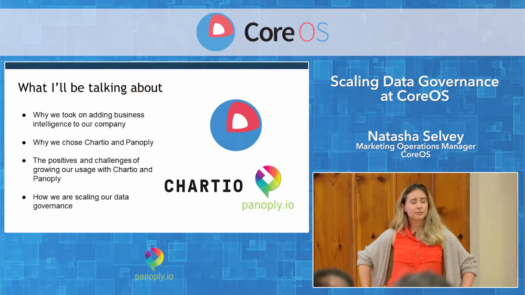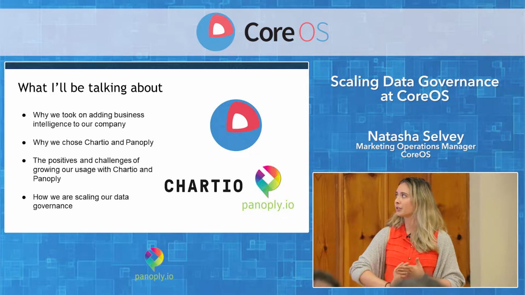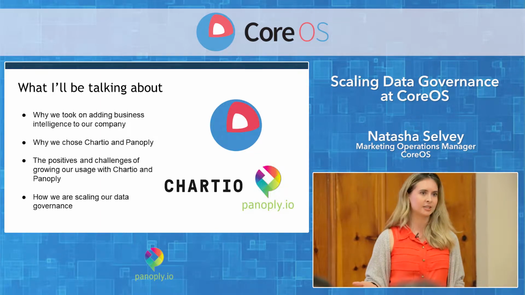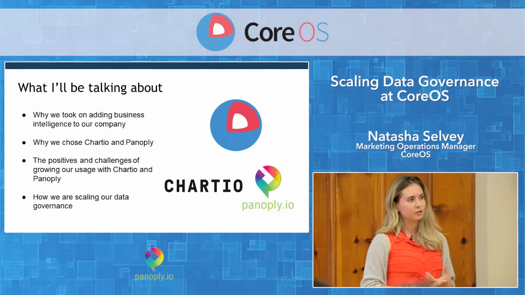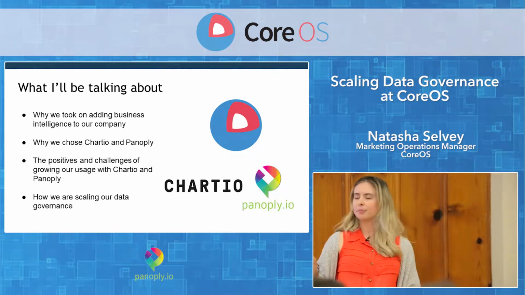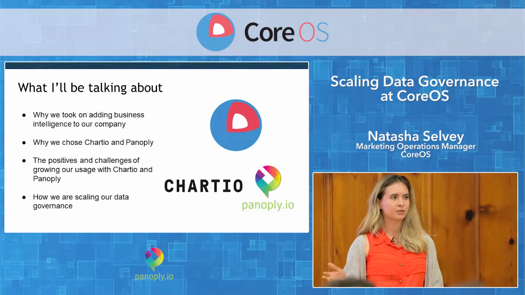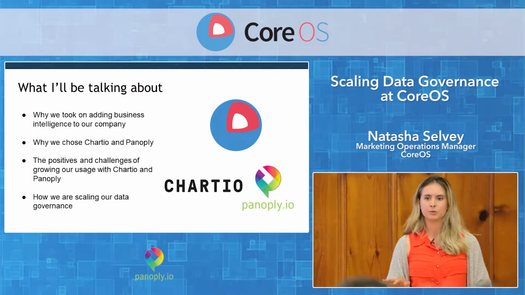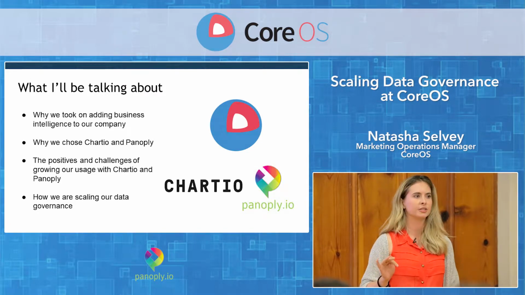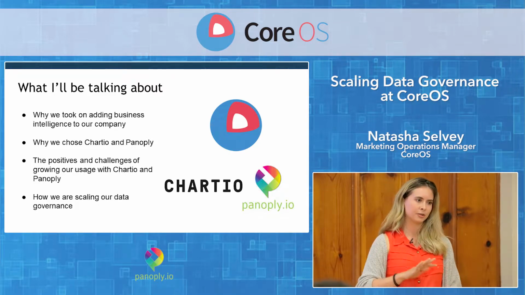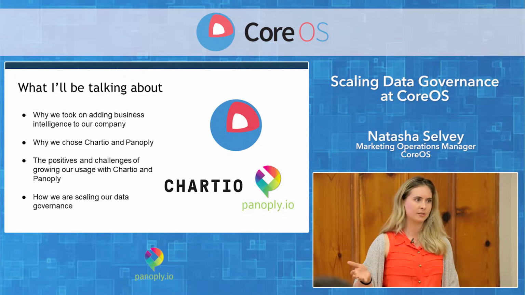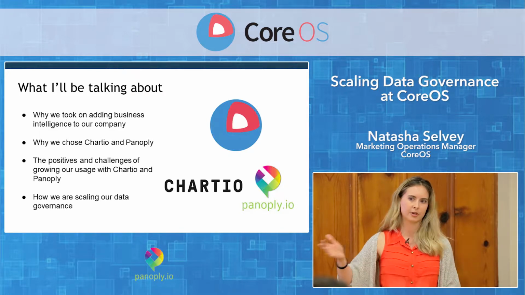So, a little agenda for my talk. I'm going to start out talking about why CoreOS decided to add business intelligence for our company, why we ended up choosing Chartio and Panoply, the positives that we've experienced through growing our usage with both of these tools, and the challenges that we've hit as well. And then I'm going to end with going over those challenges, which are our data governance issues and how we're trying to solve them.